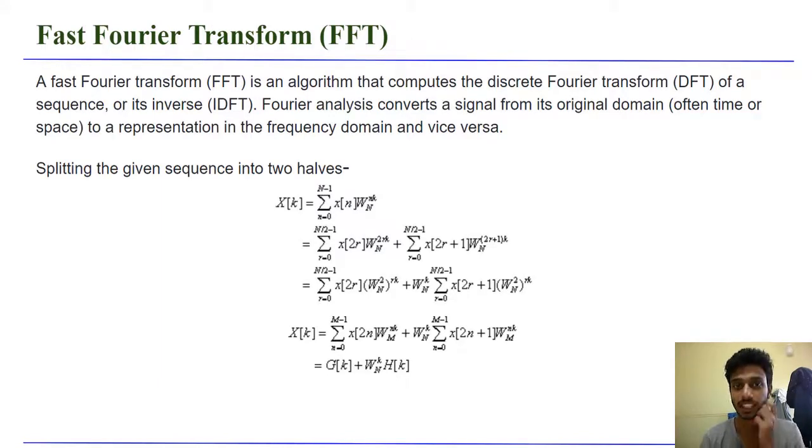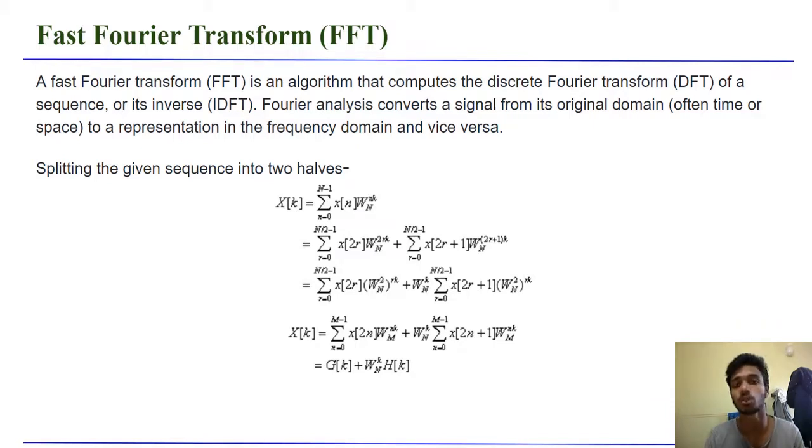FFT is basically an algorithm that computes the DFT of a sequence or its inverse, and as the name suggests, it's fast. That means its computational complexity is quite low compared to DFT, and thus the speed is very high. As you all know, Fourier analysis converts a signal from its original domain, maybe time, into a representation in the frequency domain, or even vice versa.